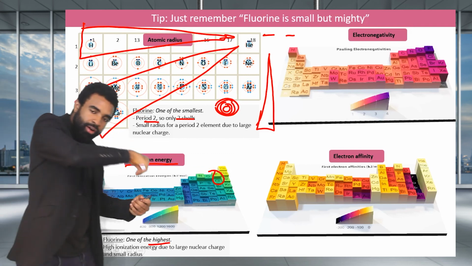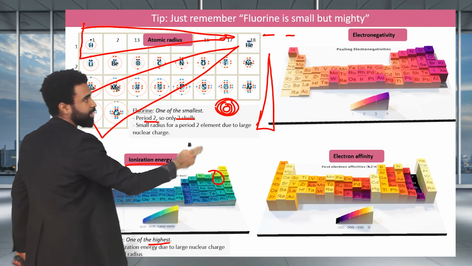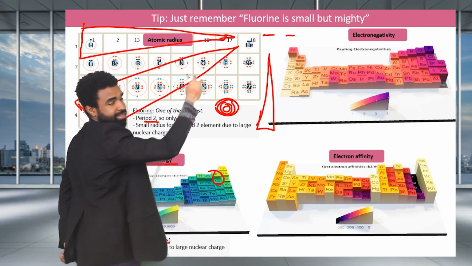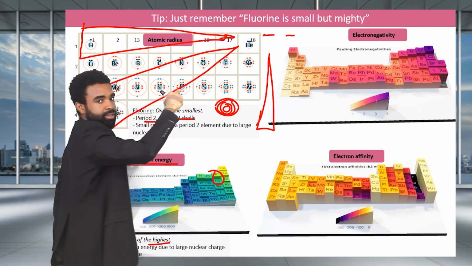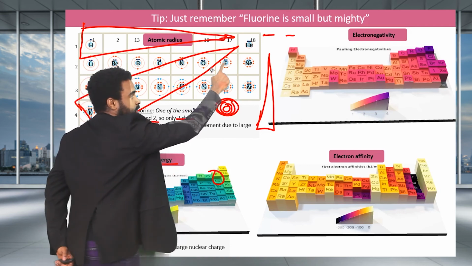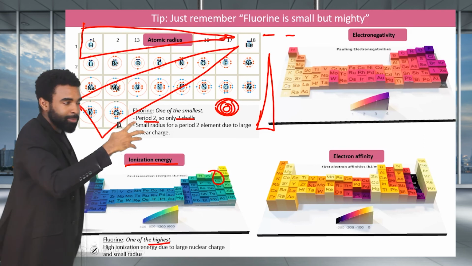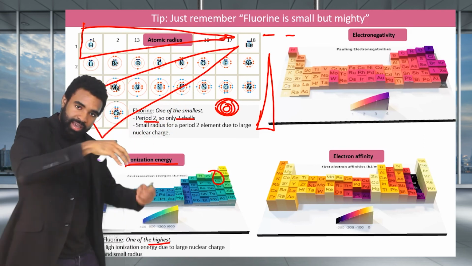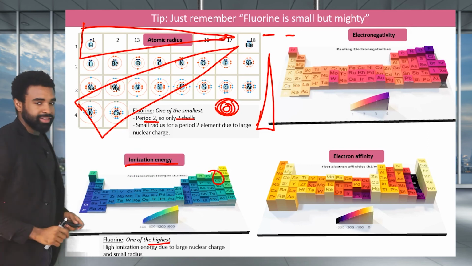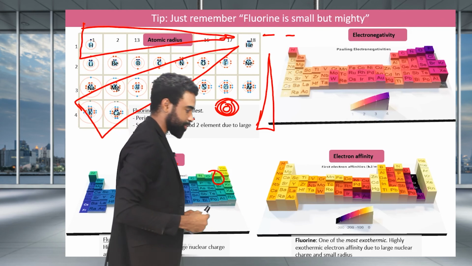Ionization energy is how hard it is to pull an electron off of an atom. It's going to be really hard to pull an electron off of fluorine because it's so small, that is, the electrons are really close to its nucleus, so they're going to be held on really tightly. And it has a large nuclear charge relative to this period. So it has 9 protons holding on to those electrons, and so it's hard to remove. So small radius and large nuclear charge give it a high ionization energy. Small but mighty.